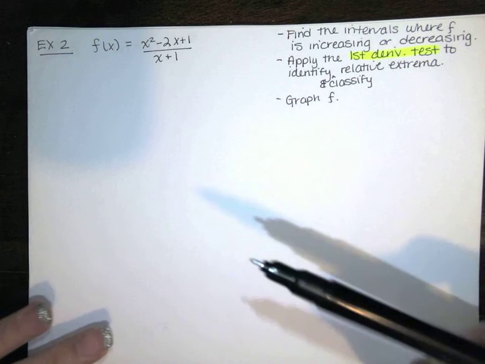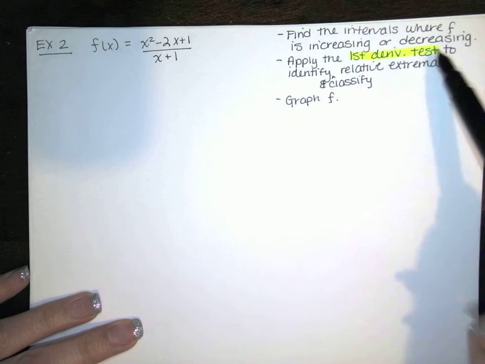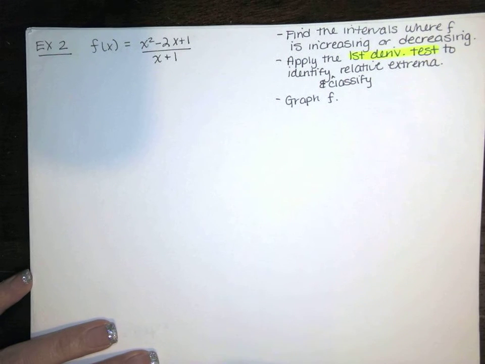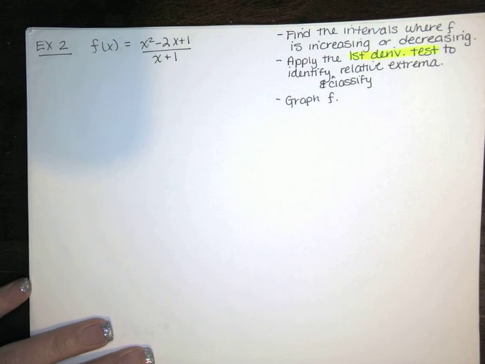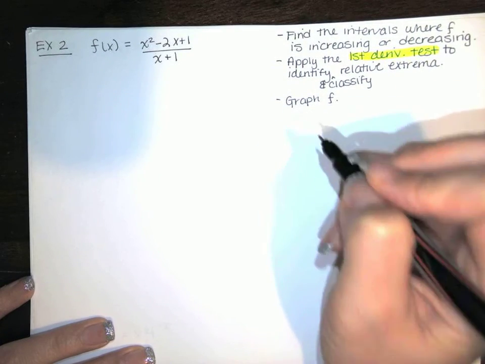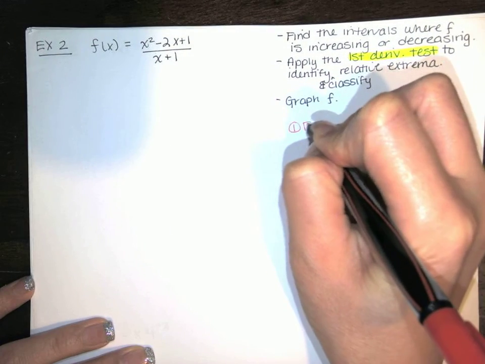So let's answer these questions, and we'll talk about how that vertical asymptote changes the process a little bit. First, we want to find the intervals where the function is increasing or decreasing. And one of the first things that we should always do with these problems, I didn't do it on the polynomial problem, but I'll tell you why in a minute. The first thing we should do is find the domain of the function.